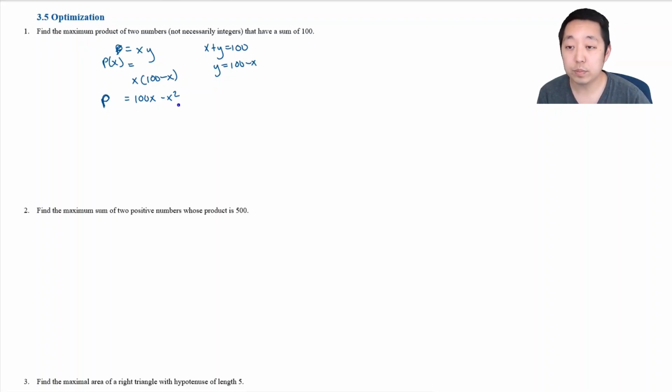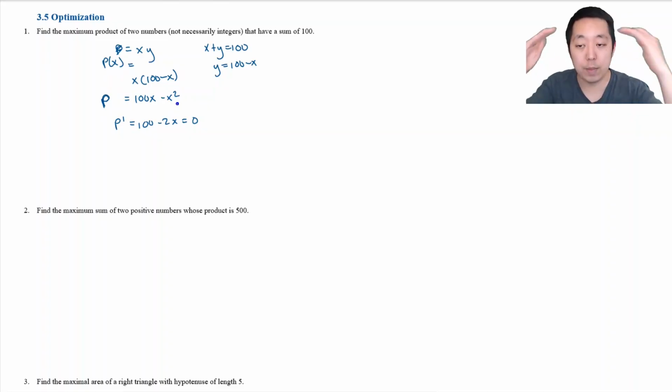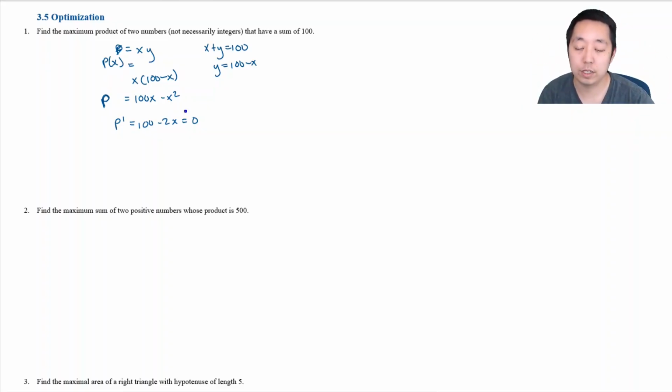Now, to do that, I'm going to take the derivative. So I'm going to take the derivative of this, it's going to be 100 minus 2x equals 0. This is how I find my critical numbers, right? That's how I find the maximum of a graph of a function. First I find the critical numbers. This would be x is equal to 50, as you can see.